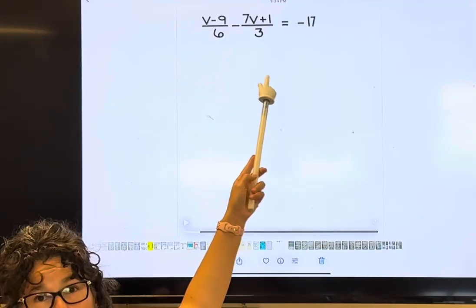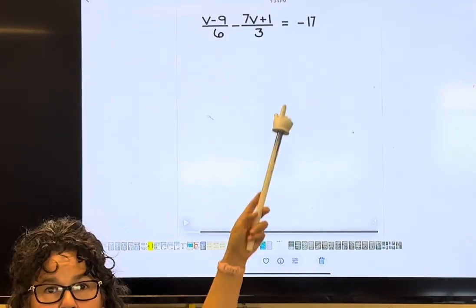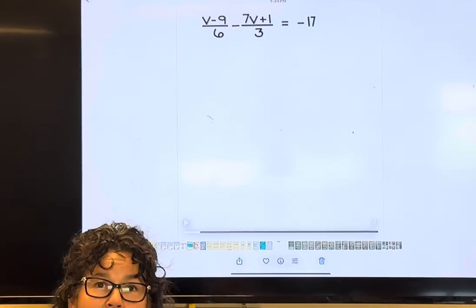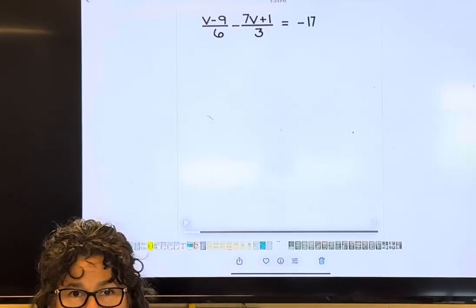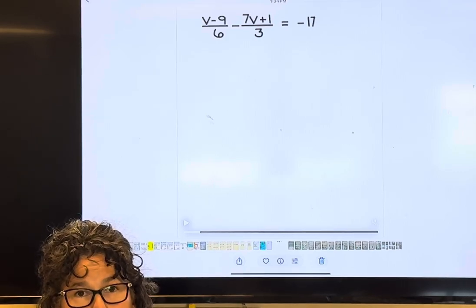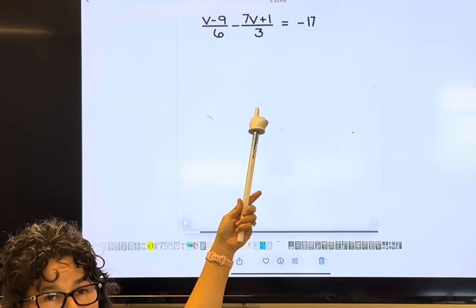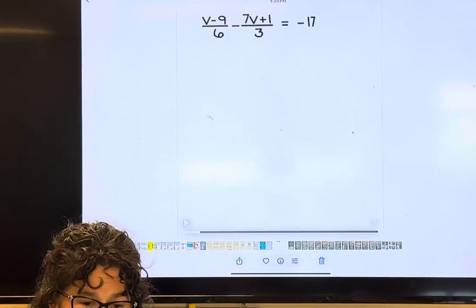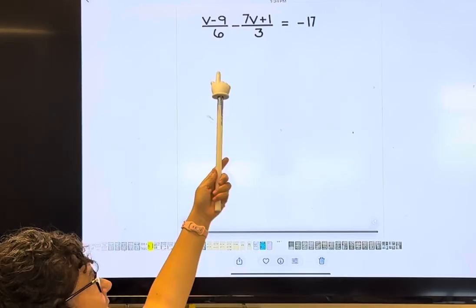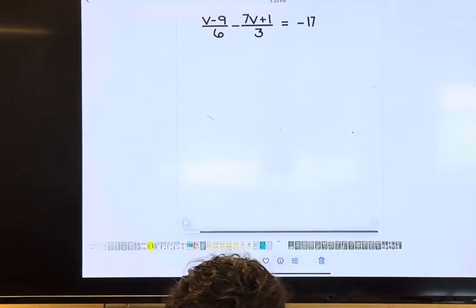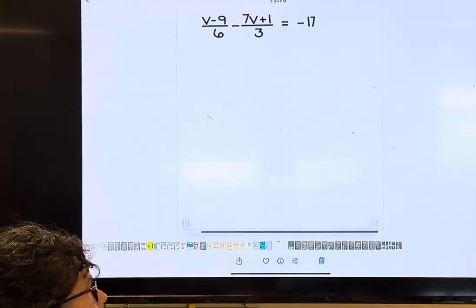In order to solve an equation that has fractions, a great first step is to multiply both sides of the equal sign by a number that both of the denominators will fit into. I could use 18, 6 times 3 is 18, and that would work. But a smaller number that would work even better is 6, because 3 fits into 6 and 6 fits into 6. All right, so let's go ahead and start that.